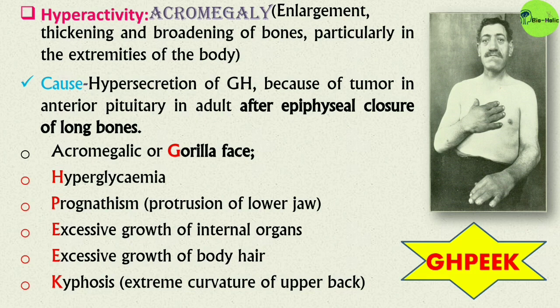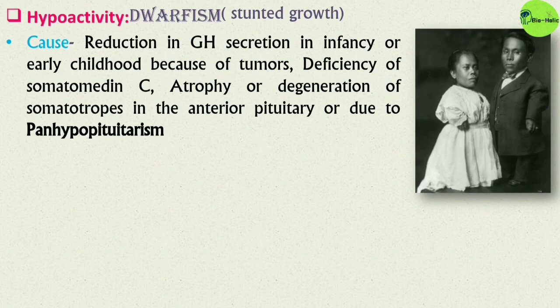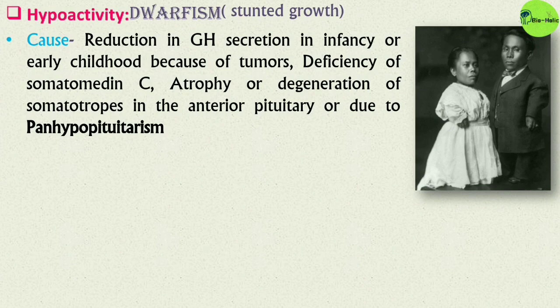that means protrusion of lower jaw, E for excessive growth of internal organs, another E for excessive growth of body hair, and lastly K for kyphosis, that means extreme curvature of upper back. Having fun? Next is the hypoactivity of growth hormone.